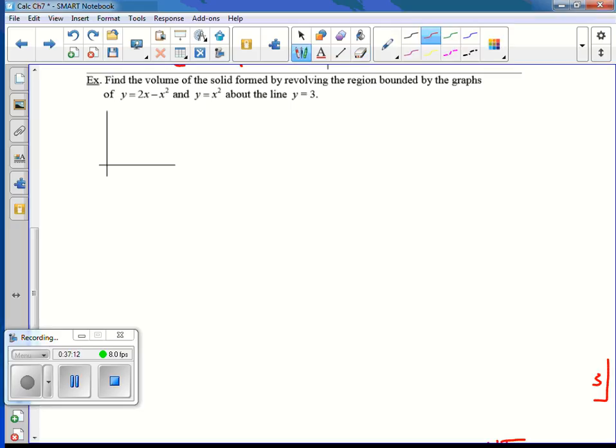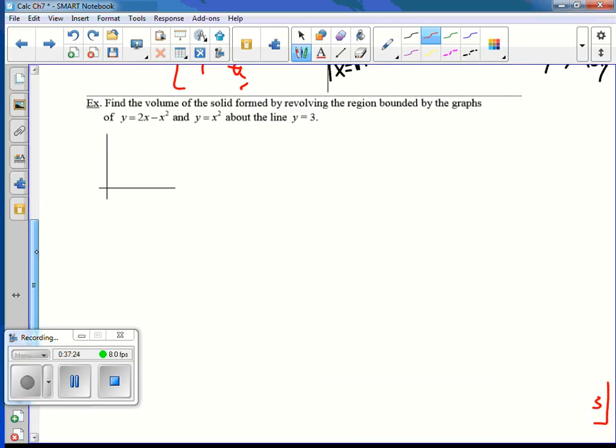Okay, so it says find the volume of the solid formed by revolving the region bounded by the graphs of this quadratic equation, and about the line y equals 3. Okay, so here, let's take a look at this. I'm going to draw a quadratic equation, and there we go. Now you should definitely try to do this without a calculator, because some of the things that you are going to be required to graph is without a calculator.